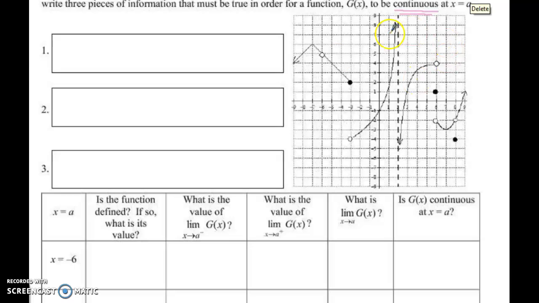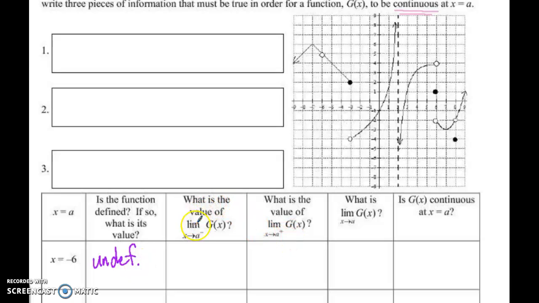So looking at x equals -6 is the first one. Well, as we look at it, it's an open circle here. It's supposed to be at 5, which I don't know if it copied well for you guys, but mine looks like it's off a little bit. But anyway, it is undefined.